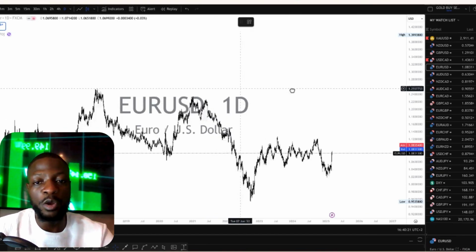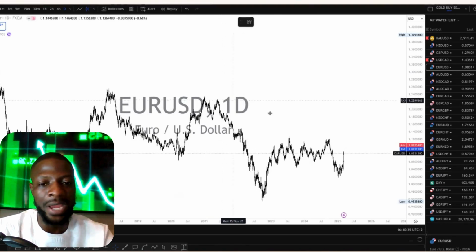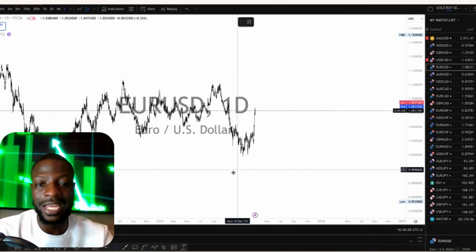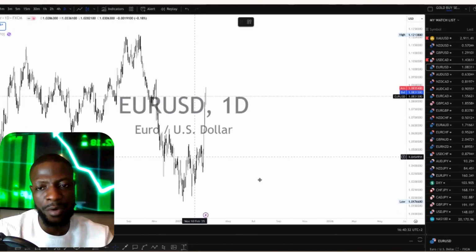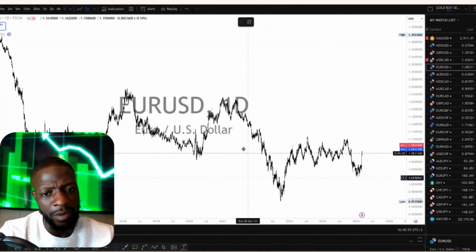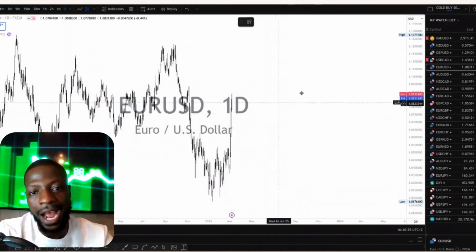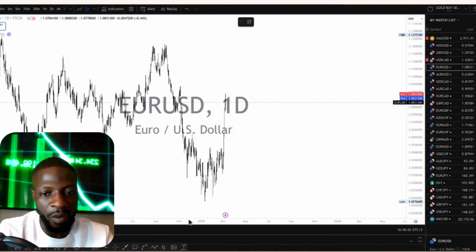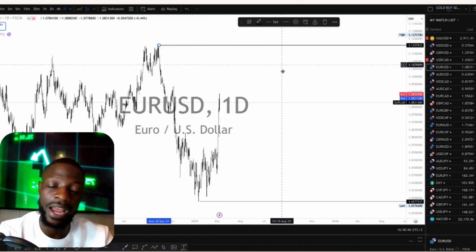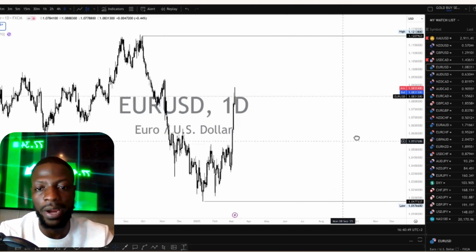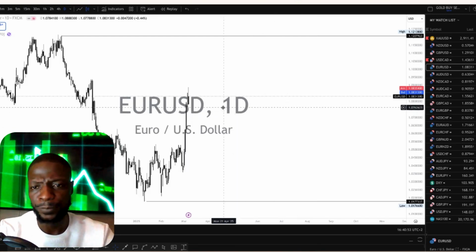So on the daily, on the EUR/USD, we are able to see that the market is still showing us bearish momentum on the daily time frame. However, we're able to see a little bit of a push to the upside right there. So what do we do? We mark the high and the low of the recent price action, the highest high and the lowest low right there. So this is what we're dealing with right now.